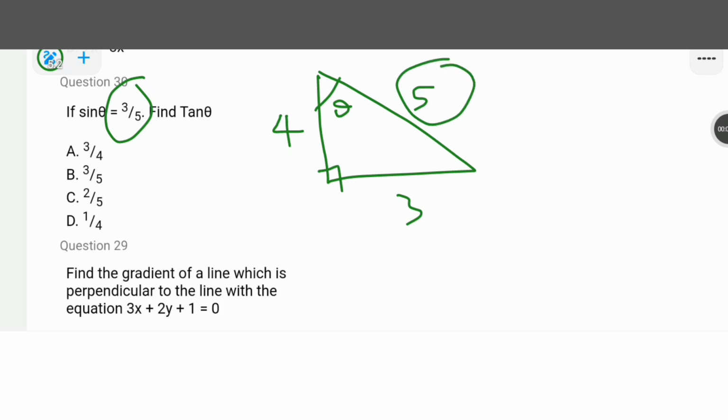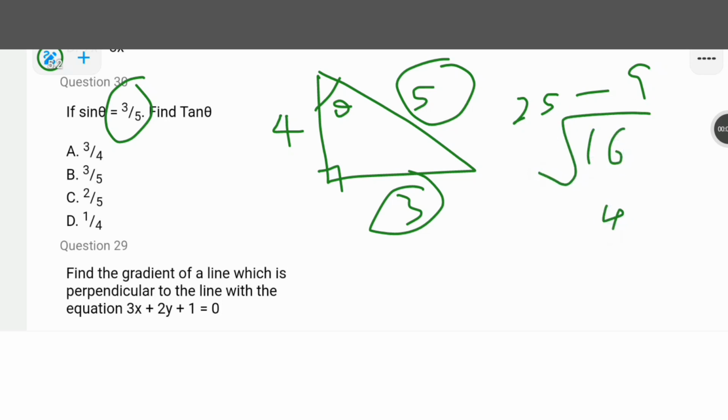because you have 5 times 5, that's 25. 25 minus 3 times 3, that's 9. 25 minus 9 will give you 16. Then square root of 16 is 4. So this place is actually 4.